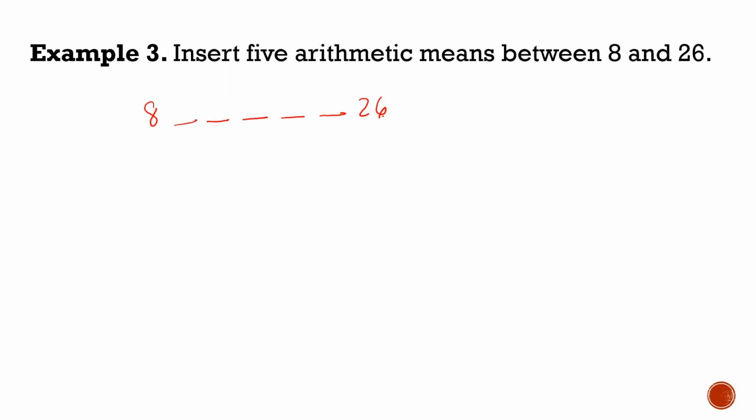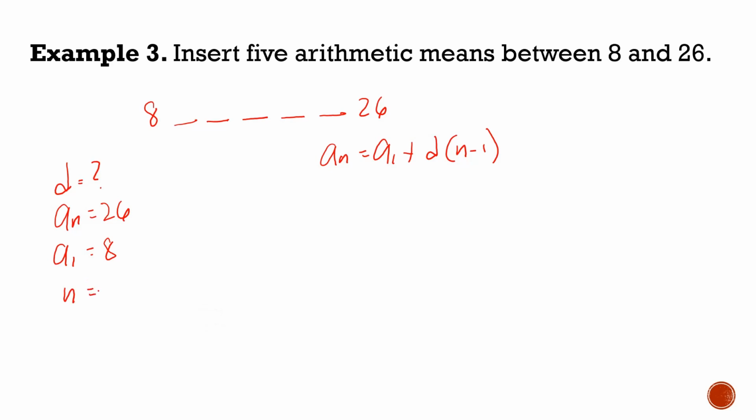Since we're talking about an arithmetic sequence, we will start with the formula for finding the indicated term of an arithmetic sequence, which is this one. Since d is missing, we need to know a_n, the last term of the sequence. It's available here, it's 26. We need to know a_1, the first term of the sequence, it's 8. And the n: how many terms are in the sequence? Let's count. We have 1, 2, 3, 4, 5, 6, 7. So n is equal to 7.